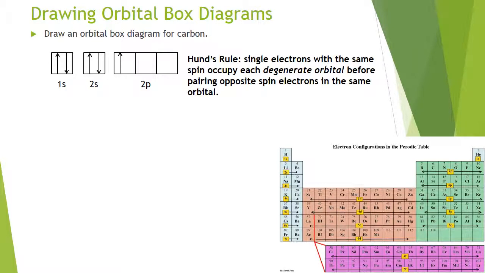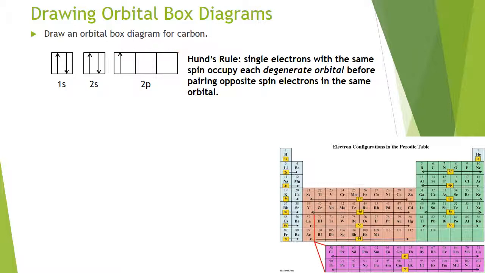Hund's rule says the following, that we have to put single electrons with the same spin, and they must occupy each degenerate orbital before pairing opposite spin electrons in the same orbital. This word here, degenerate, simply means the same amount of energy or equal energy. I will have you recall when we were learning about sublevels and orbitals that we said that the orbitals within the same sublevel, so we're talking about these three orbitals here in the 2p sublevel, they all have the exact same amount of energy. In other words, they are degenerate.